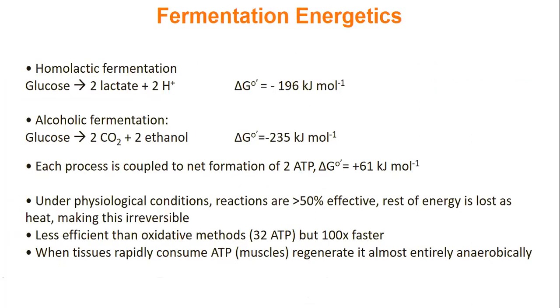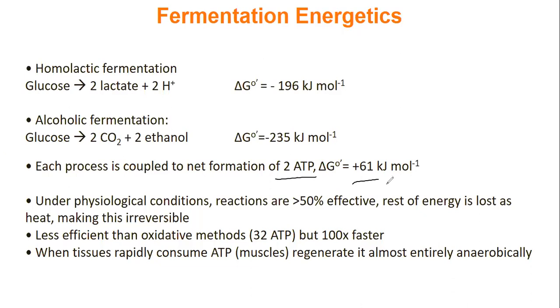So let's take a look at the energies of this. Standard energies again. To make lactate, minus 196, let's just say minus 200. To make ethanol, minus 235. So you do get a little more energy to make alcohol than you do for lactate. But no matter what process you go through, you're just making 2 ATP because you're redoing this process to go through glycolysis, and you're going to net 2 ATP. Overall, making 2 ATP costs you 61 kilojoules.